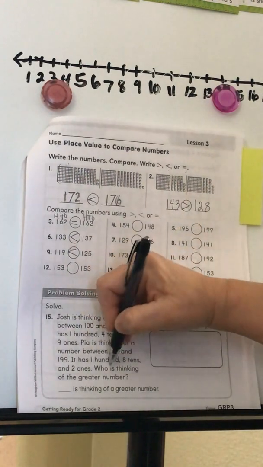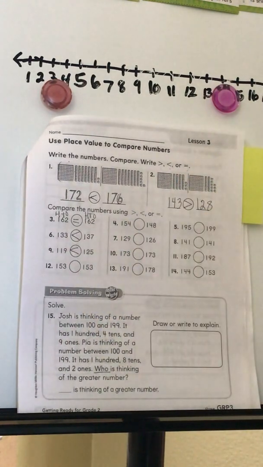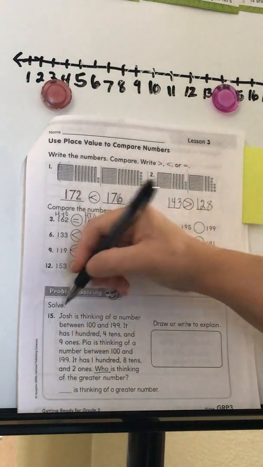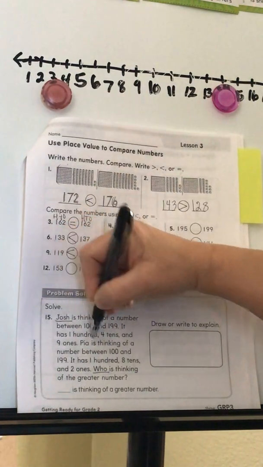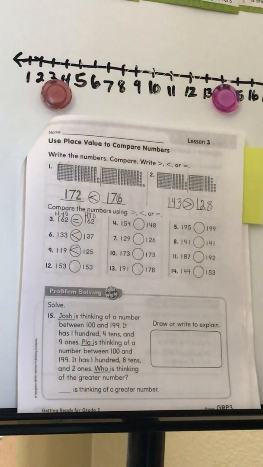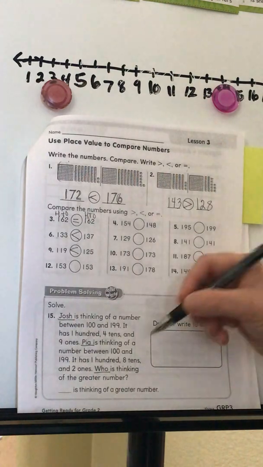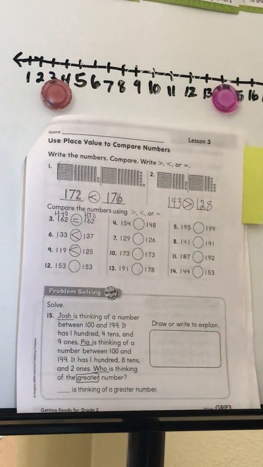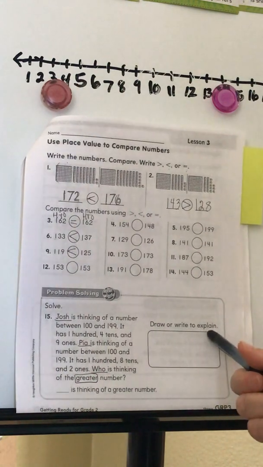Okay, so we need to know who. That means our answer has to be a name because who is asking about a person. So we have Josh and we have Pia. Okay, so one of those two names is going to be our answer. But it's asking us whose number is greater. So that means the bigger one. So over here, we're going to draw or write to explain.